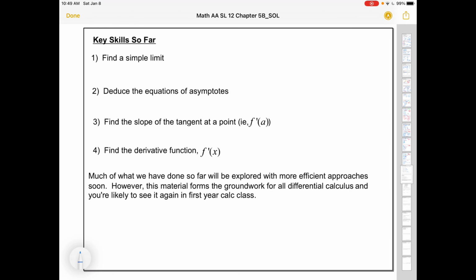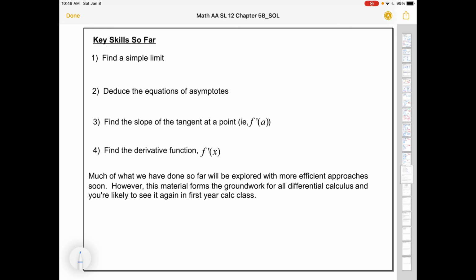To recap, the key skills we found so far are to find a simple limit, to find the equations of asymptotes, to find the slope of a tangent at a point on the curve, so the f prime of a, or now you could find the slope function and sub in, and find its derivative function. That's the new thing today.